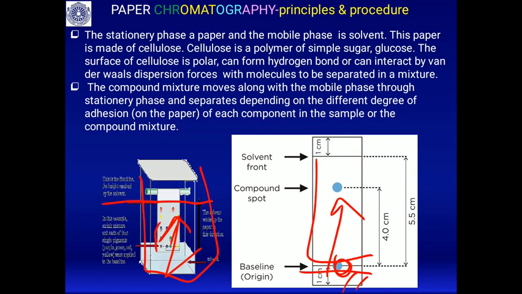The molecules move in the stationary phase and get separated depending on their properties. The solvent moves up to here, and then we have to stop. This is how the compound spots appear here, and this is called the solvent front, and this is the baseline, the origin point.